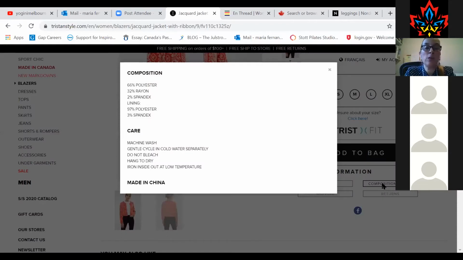Let's see the material. It is 66 polyester, 32 rayon, and spandex. Once again, polyester is one of the favorite materials for the Canadian market. Not in vain, it's called the polyester market. We do have 12 kinds of polyesters. Not all polyesters are bad or cheap, though some are very bad for the environment, bad for the skin. But we also have polyester that looks very fine and very attractive, like silk. So those are the high-end polyesters.